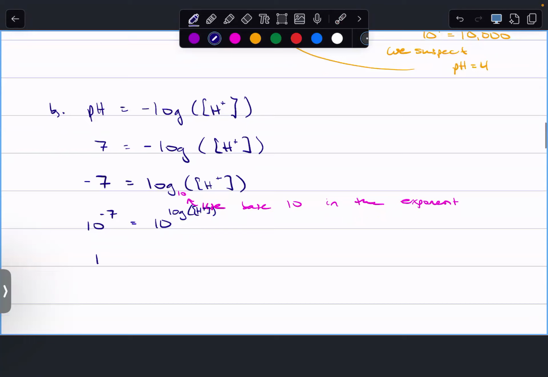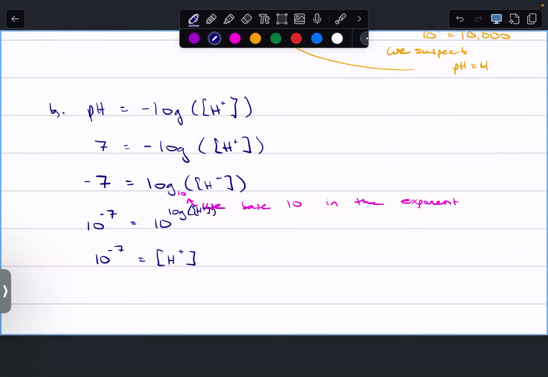And so 10 to the negative 7, it's really important that we did it to both sides, right? Otherwise you lose this equality. They have to stay equal. And so as long as you're doing things to both sides, then they stay equal. This is the hydrogen ion concentration. 10 to the negative 7 is going to be very small.